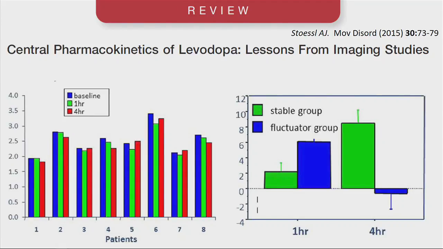When they followed these patients for 6 months, it turns out that approximately half of them developed this end of dose wearing off, or so-called fluctuation, and the others retained a sustained response to the levodopa. And you can see that the fluctuator group, the blue guys, had a much bigger effect shortly after administration of a dose of the drug, which was completely lost 4 hours later, and this is associated then with the return of their Parkinsonian symptoms. But this pharmacokinetics anticipated the development of that clinical feature by at least 6 months' time.